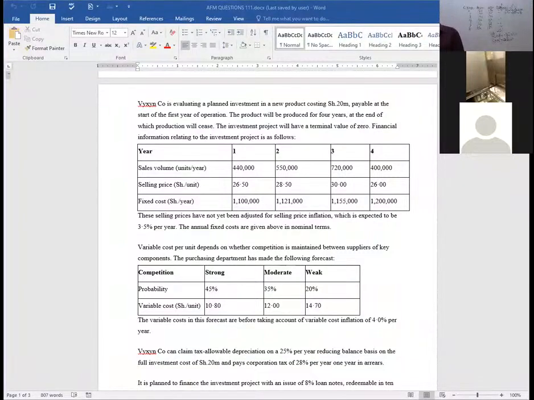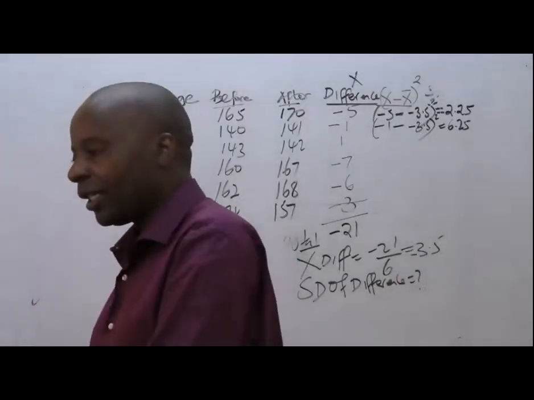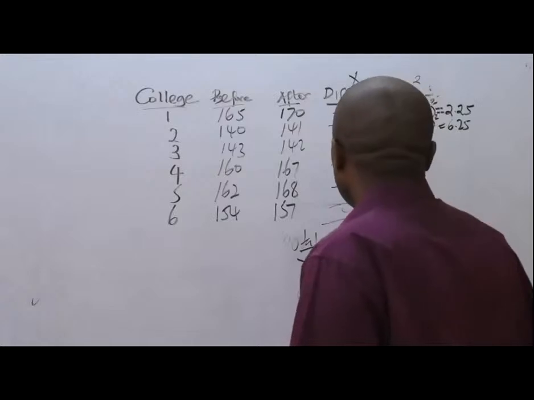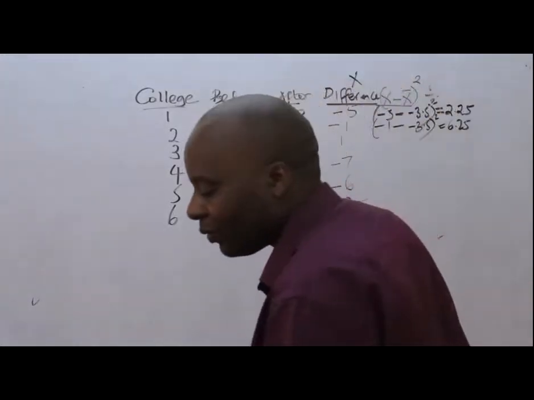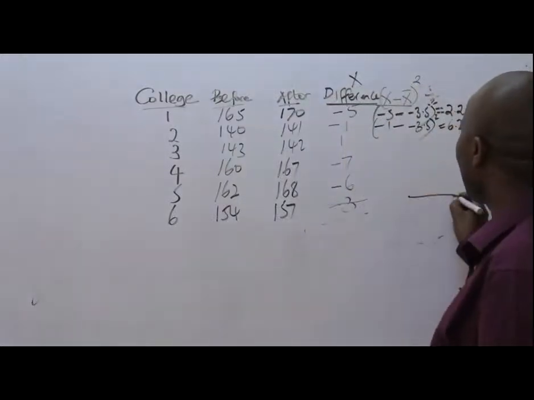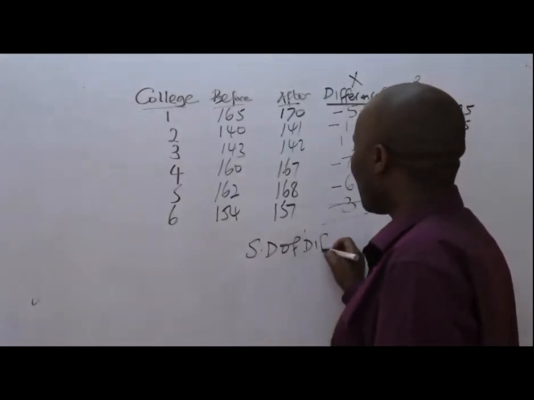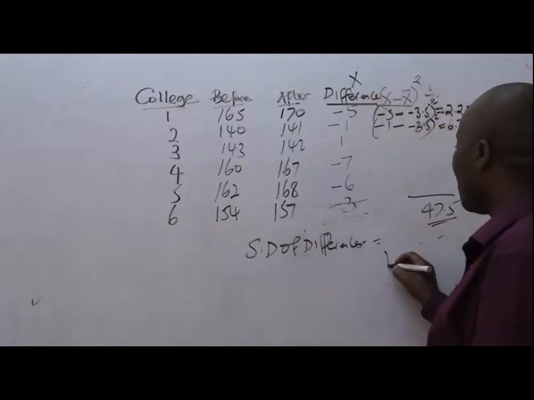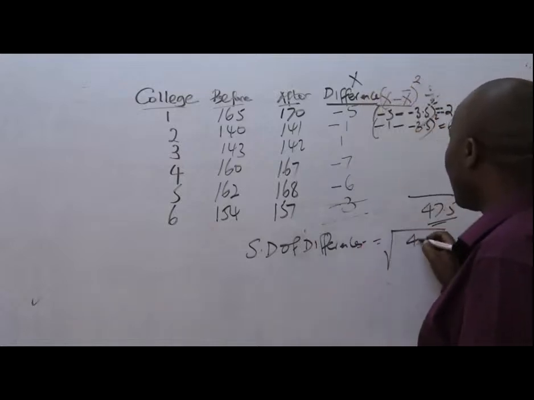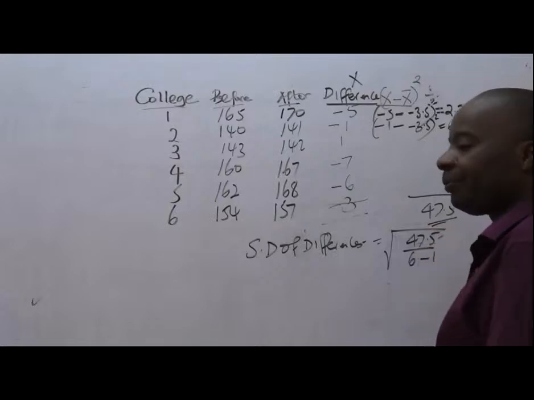Now, ladies and gentlemen, having gotten my total summation here as 47.5, for sure I'll now be able to give you the standard deviation of the differences, because I have my formula up there. It is the root of this 47.5 over n minus 1, that is 6 minus 1.